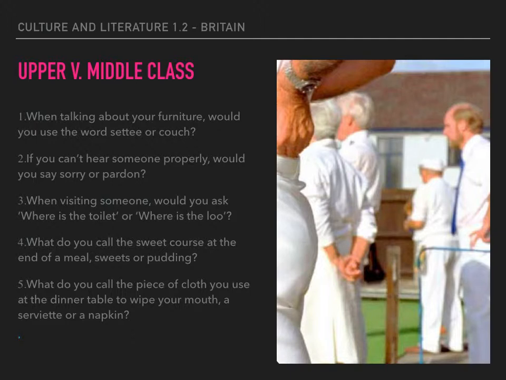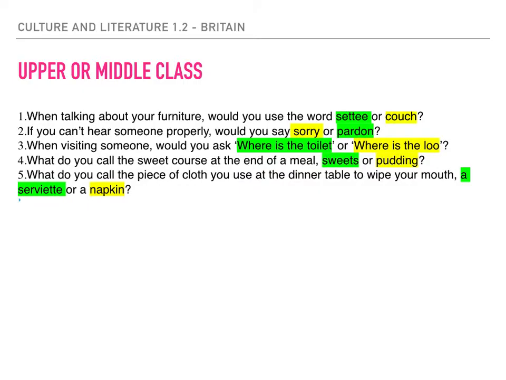So pause this video right now and decide which one would be typical of the upper class and which one would be typical of the middle class. Now here are the answers. When you're talking about furniture, someone from the upper class would call it a couch, and someone from the middle class would call it a settee.